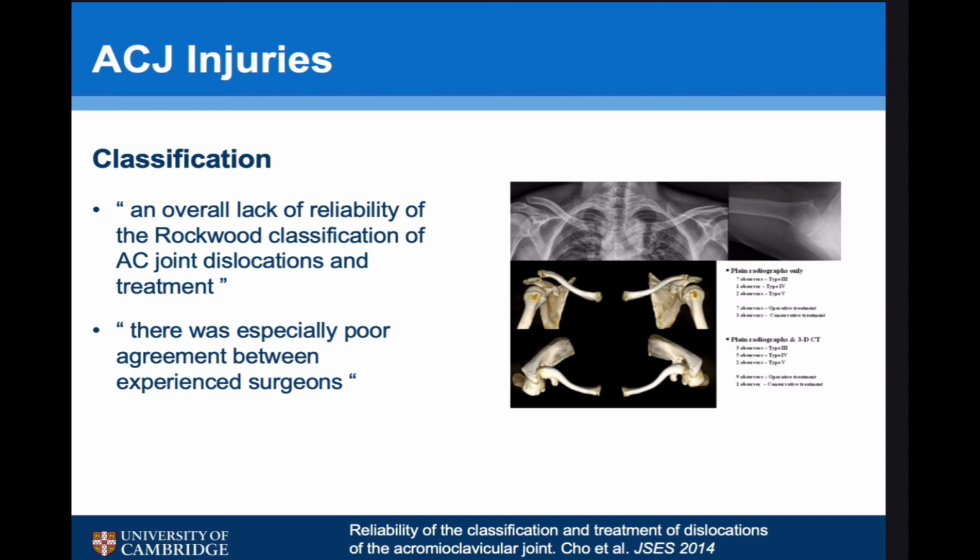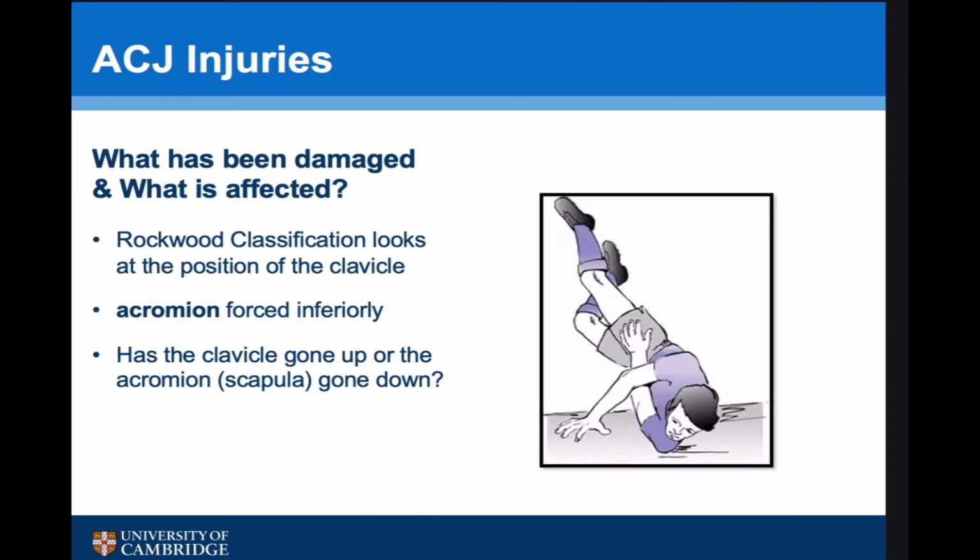As well as X-rays not necessarily being a good indicator of the soft tissue injury, they may actually be measuring the wrong thing. So the Rockwood classification looks at the position of the clavicle. But as I mentioned earlier, the mechanism of injury is that the acromion is forced inferiorly. So has the clavicle gone up, or has the acromion or the scapula gone down?